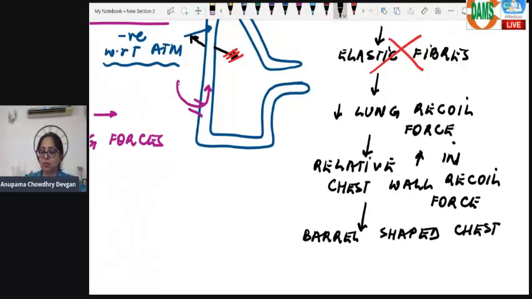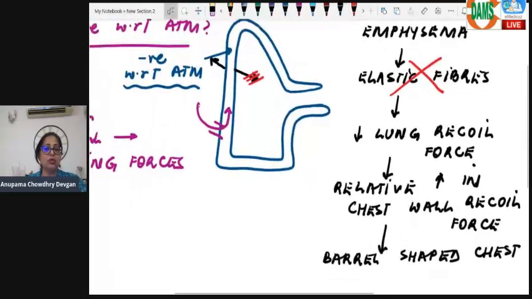So this is what happens in emphysema. What is the significance of this negative force in the pleural space? Why is it negative? Because the lung recoil force and the chest wall recoil force are opposing forces. Now, another important point here is at FRC.